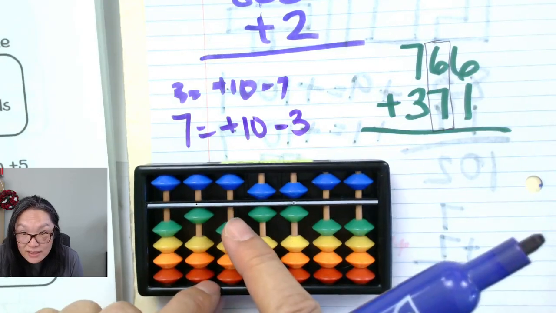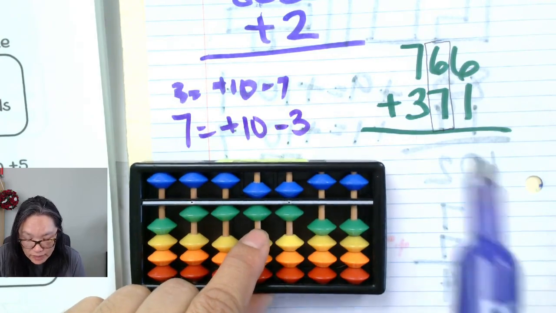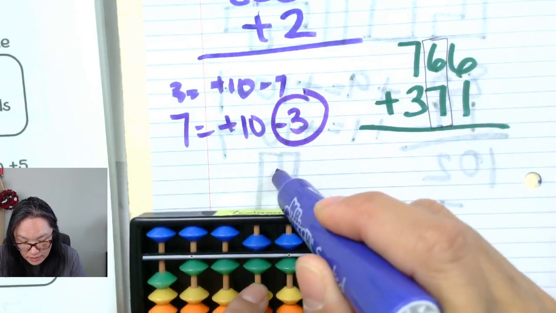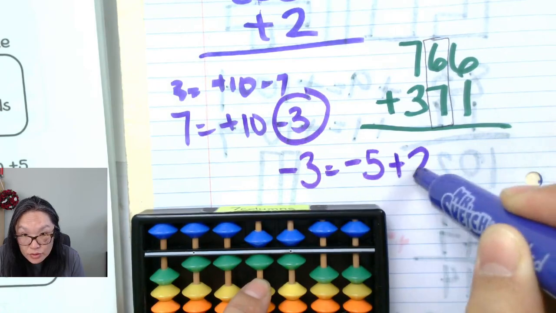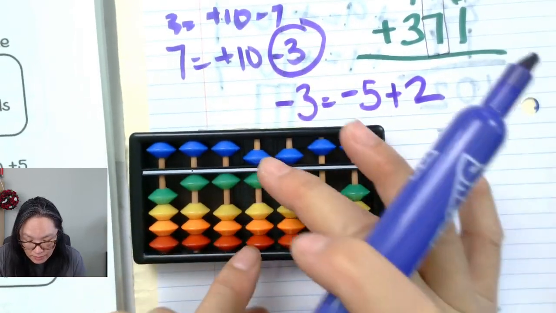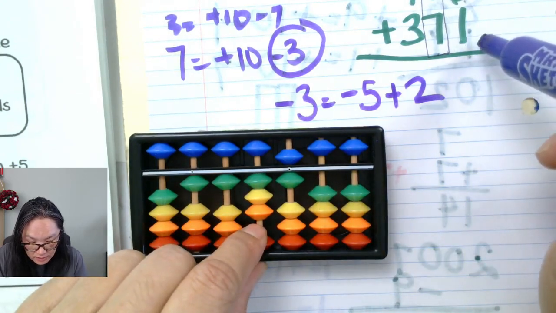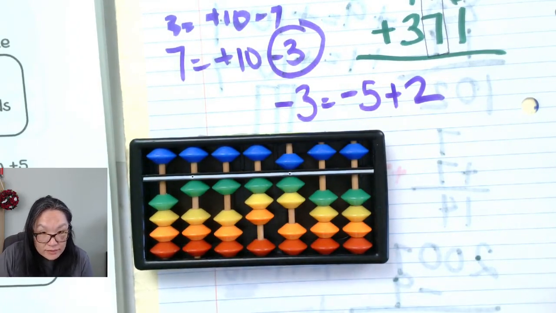So I'm going to plus the 10, and then if you look, I don't have any more beads to minus the 3. Minus the 3 is what? Minus the 3 is equal to minus the 5 plus the 2. And then plus 1. And that's the answer.